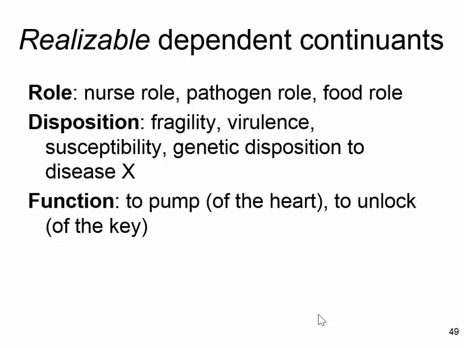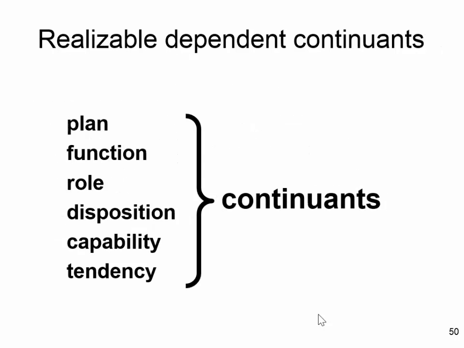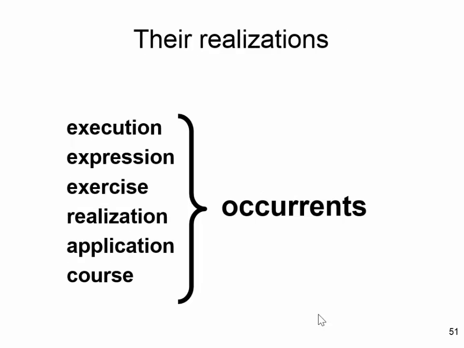And then functions we've already talked about. So pumping, unlocking, grasping, seeing, hearing. And we say that functions are special kinds of dispositions. And we'll come to that in a minute. So these are examples of realizable dependent continuants, and they're all continuants. They all endure through time, and they get realized in processes of executing, expressing, exercising, manifesting, and so on.